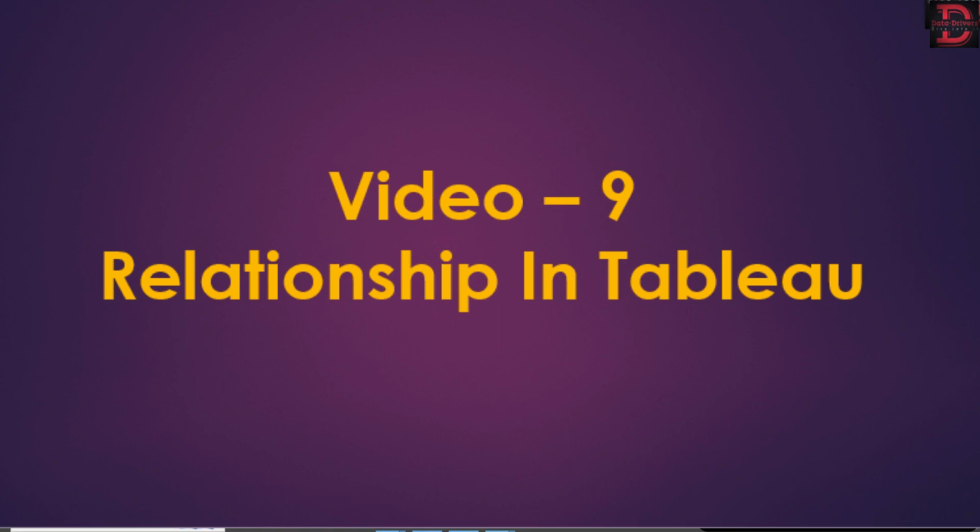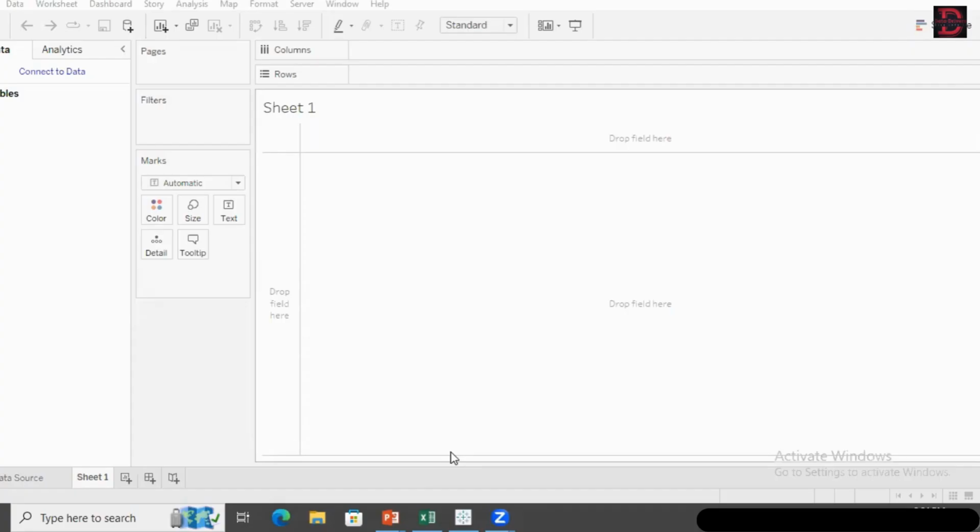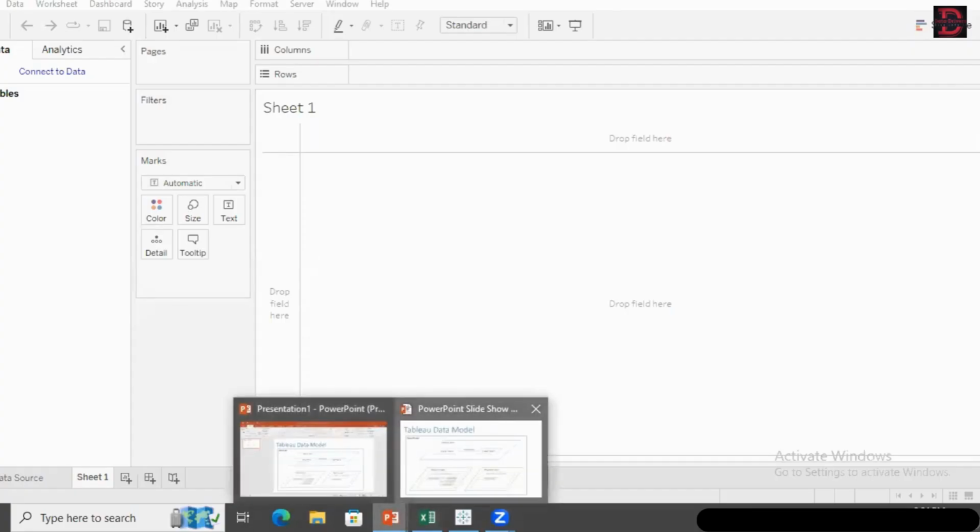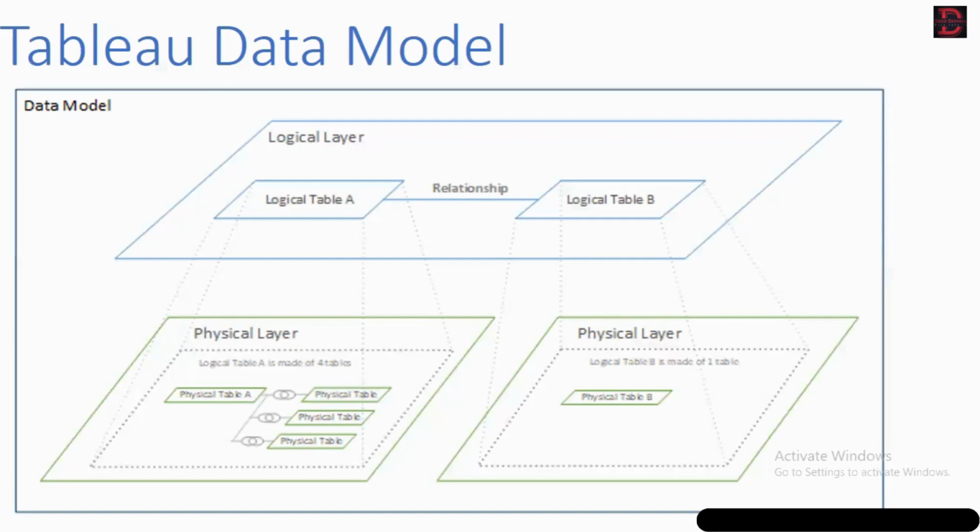In today's video we are going to talk about the relationship in Tableau. But before that we will talk about the Tableau data model. Starting in Tableau version 2020.2, data sources use a data model that has two layers. One is your logical layer, which you can see at the very first. Another one is the physical layer.